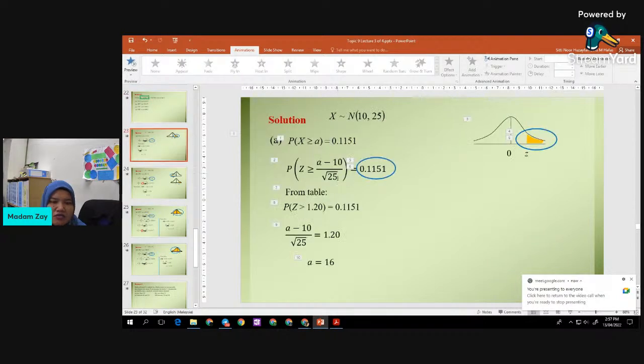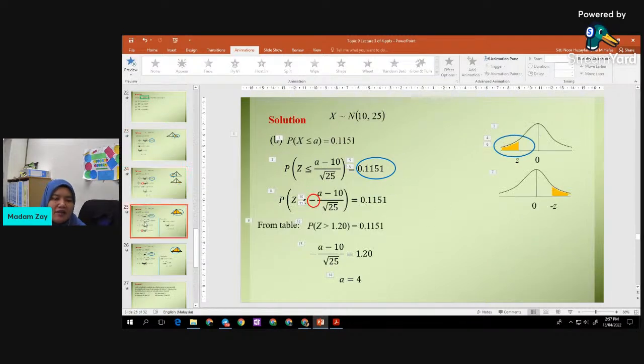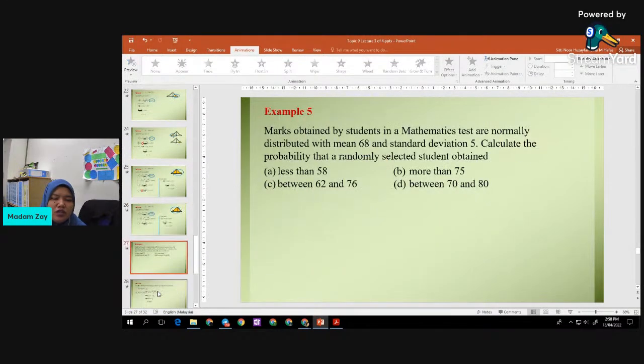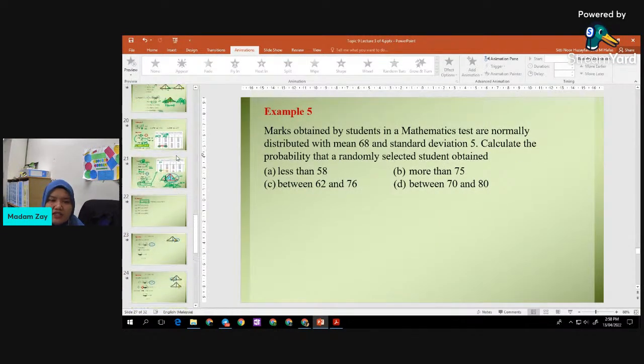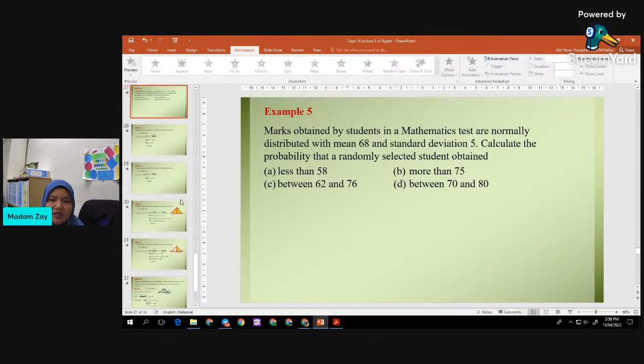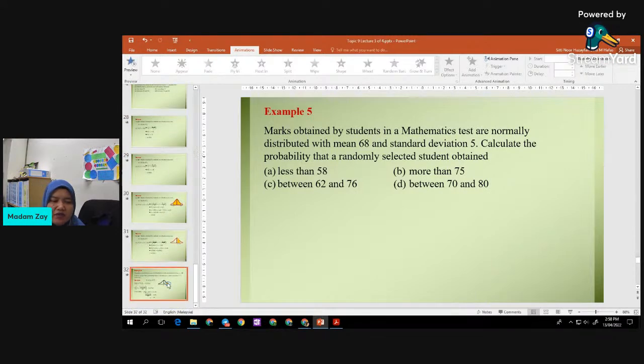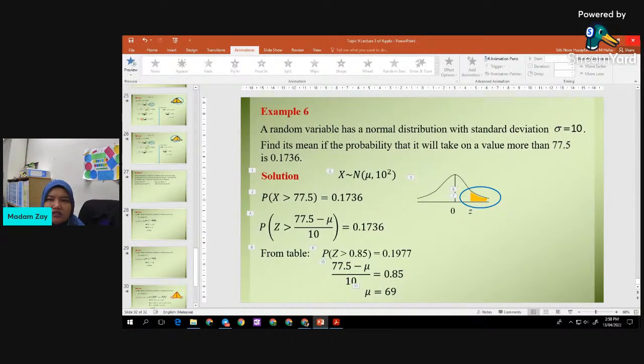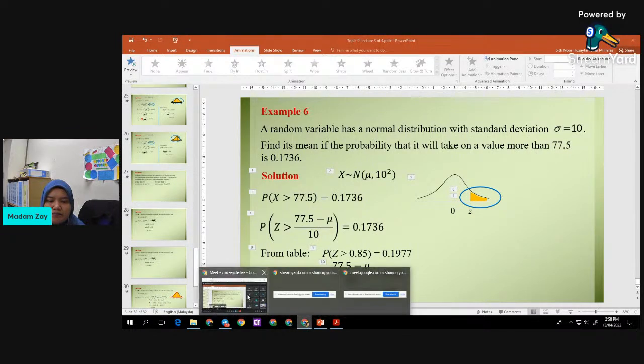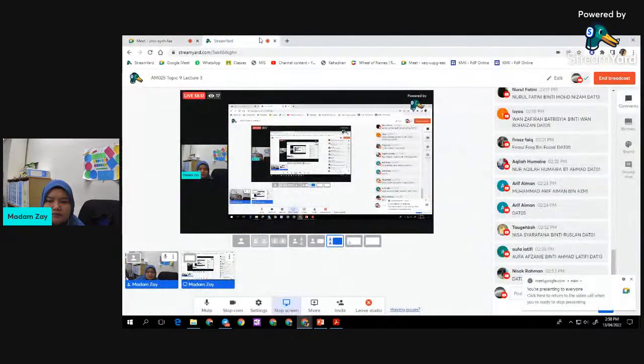So, tadi kita tengok untuk A kan, untuk Z more than. Tapi sekarang kita nak kena buat untuk X more than. Dia ada extra step lah di situ. Okay, boleh ya? Example 5 dengan 6 adalah application for problem solving. Okay, so kita jumpa next class lah. Okay?